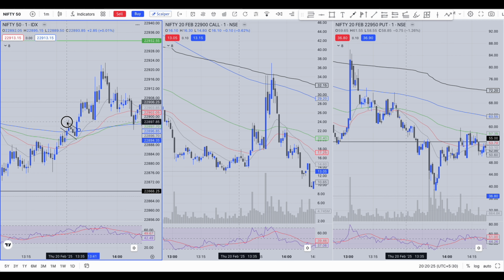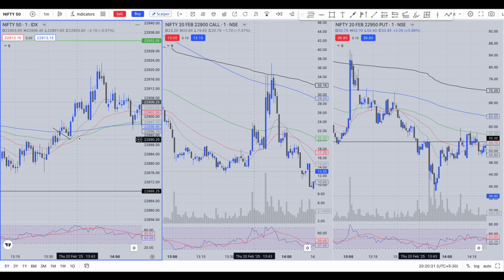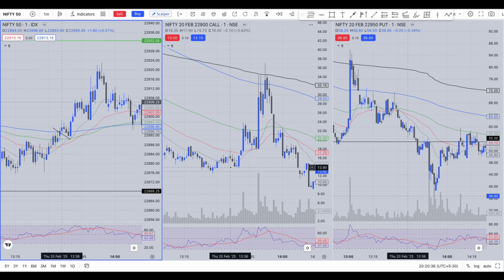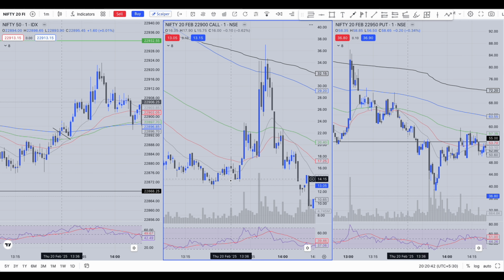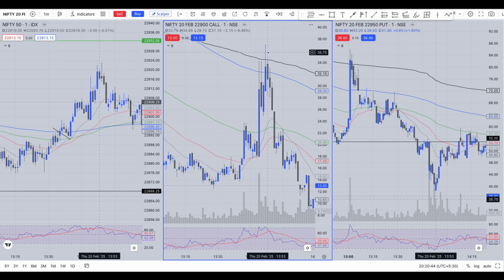This kind of consolidation is very bullish, guys. You can see how the price consolidated, clearly showing some sort of bullishness. So you could have kept your stop loss just below this 21 moving average and targeted towards the upside, or you could have kept your stop loss below this candle and targeted towards the upside. You can see you could have traded all the way from 13 to 35, guys.